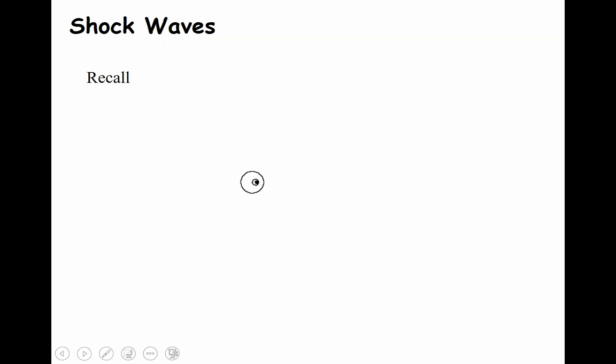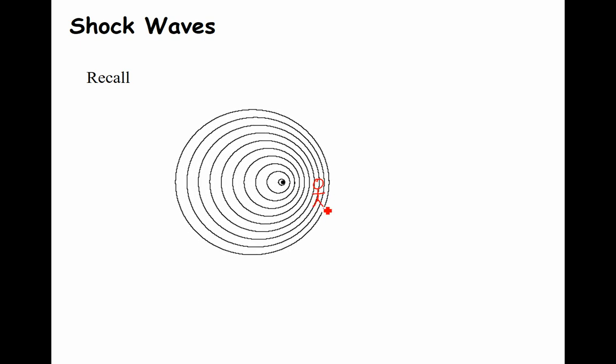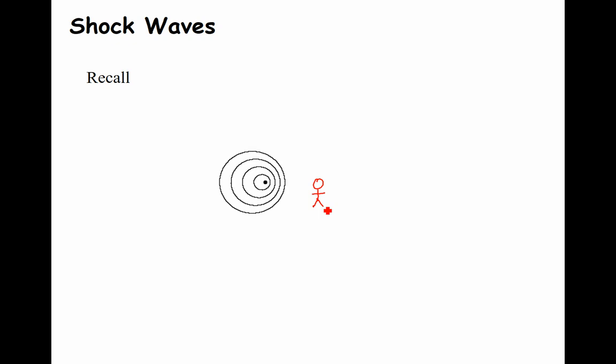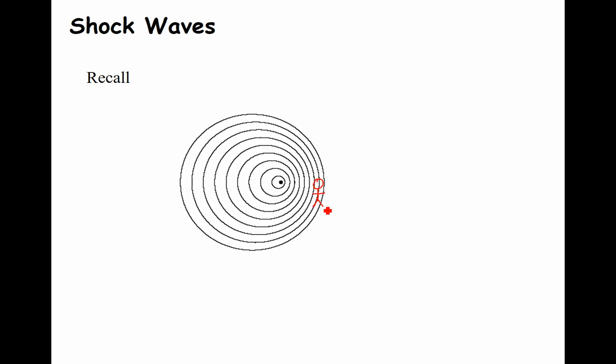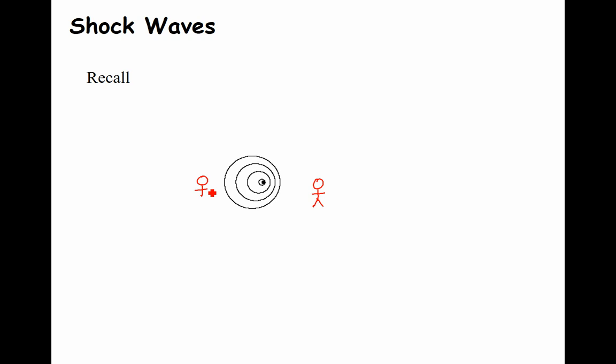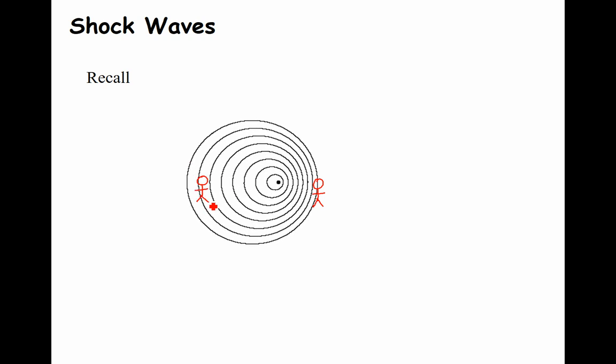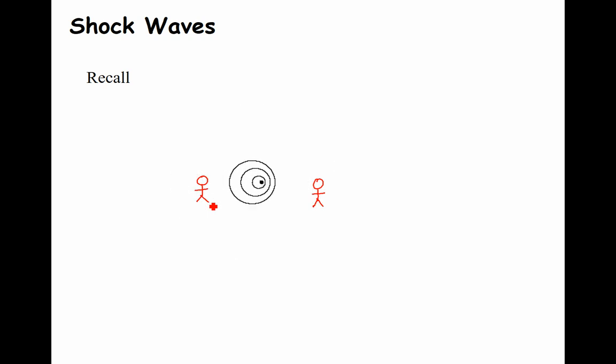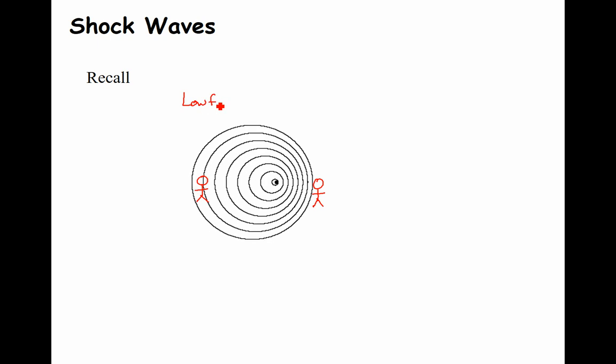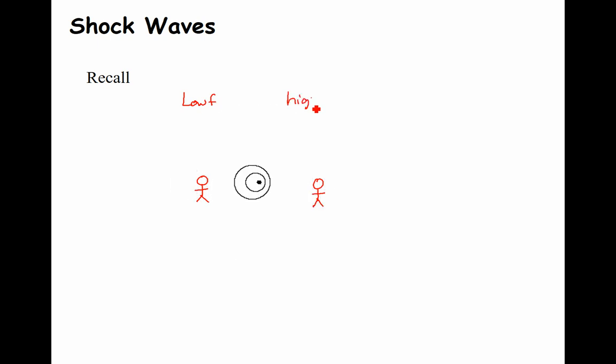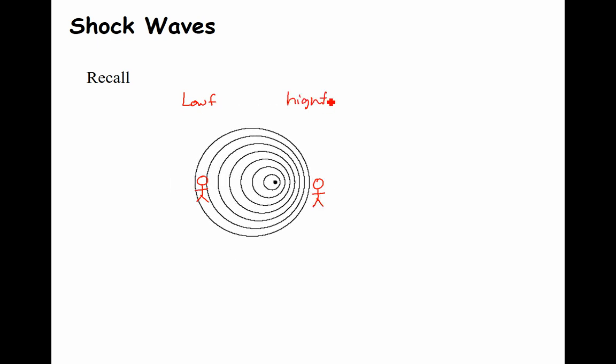Okay, so shock waves is the next thing we want to talk about. This is what the moving source would look like if we were dealing with the Doppler effect. If you're a person standing right here, obviously, you're getting more cycles per second than you would if it was a stationary source. If you're a person standing over here, you'd get less cycles per second, right? So lower frequency here, and then high frequency on this side. Cool. So there's the Doppler effect.